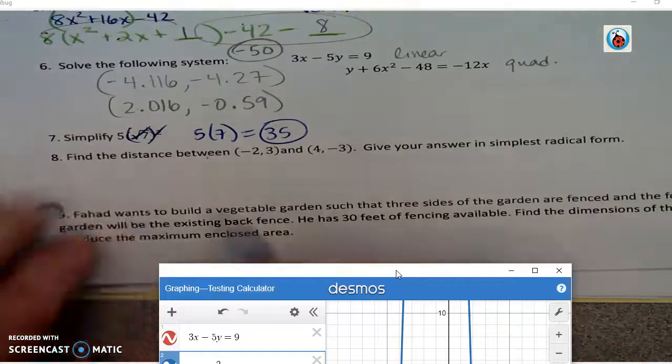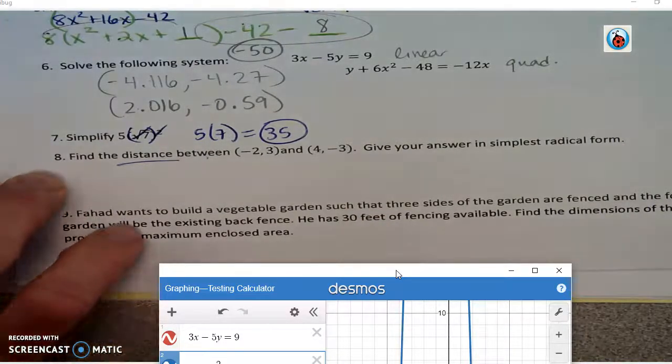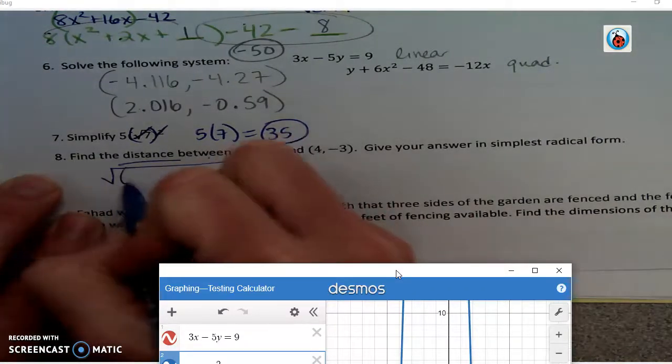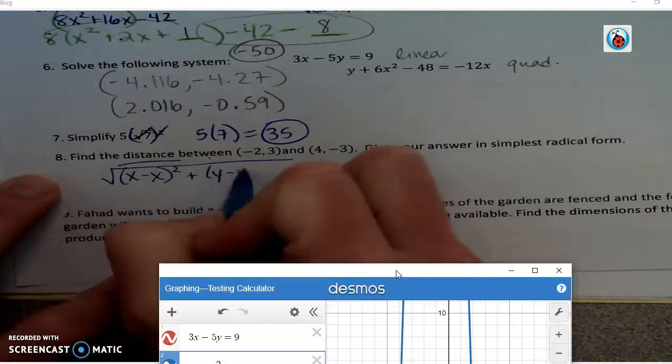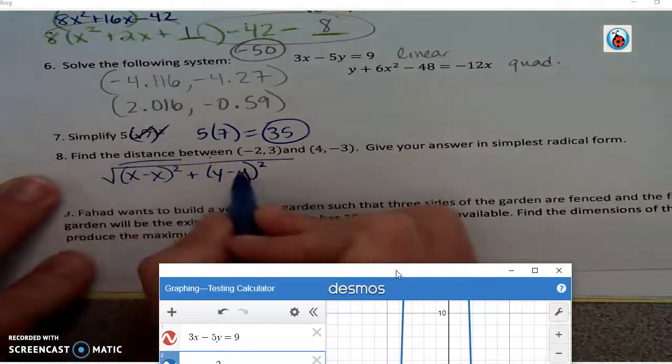Number 8, find the distance between negative 2, 3 and 4, negative 3. Give your answer in simplest radical form. I'm going to use the distance formula, but if you don't know this formula, you can always graph these and then do the Pythagorean theorem, a squared plus b squared equals c squared. This is the distance formula.